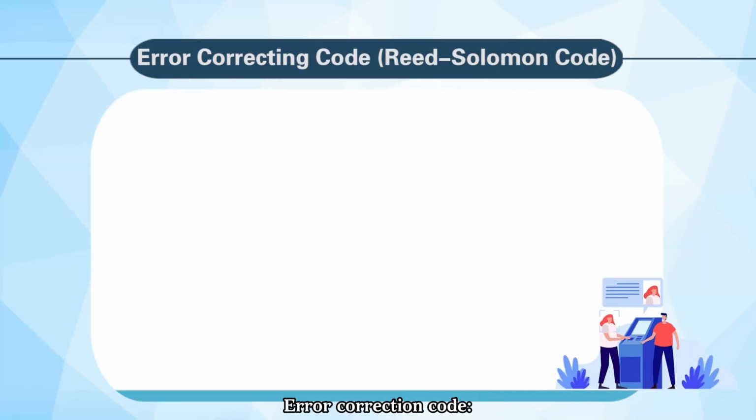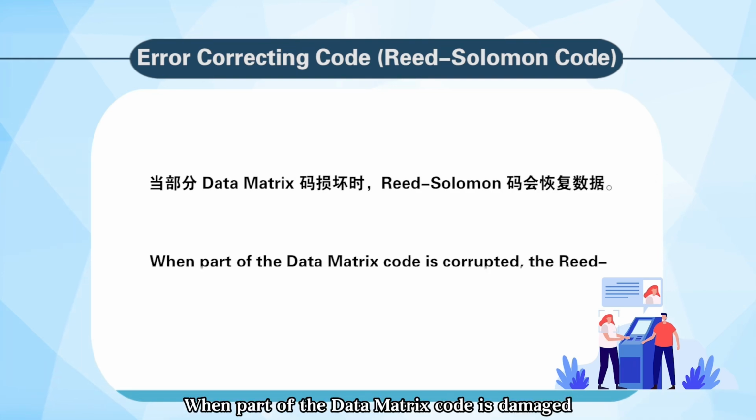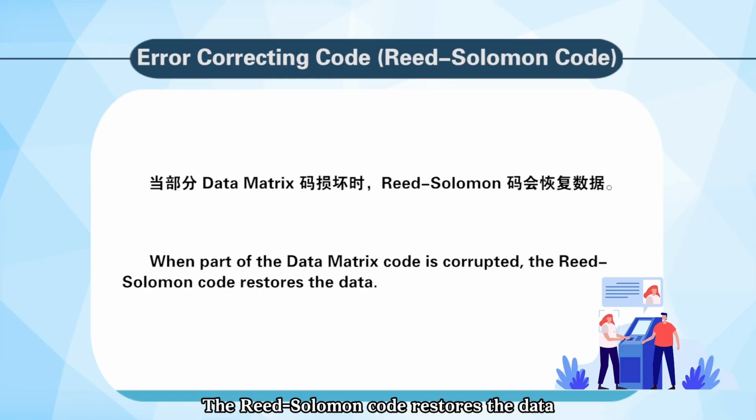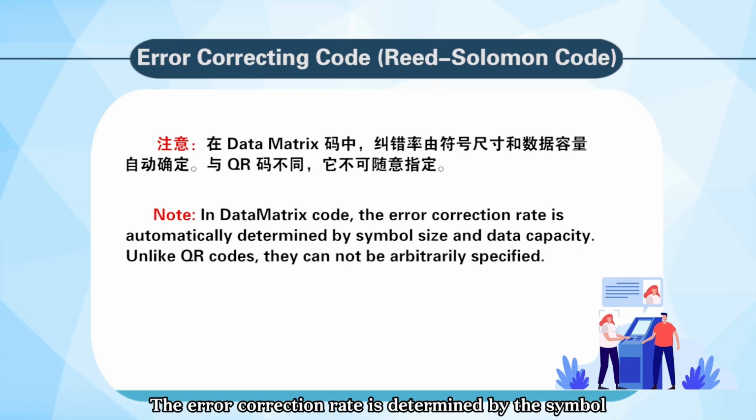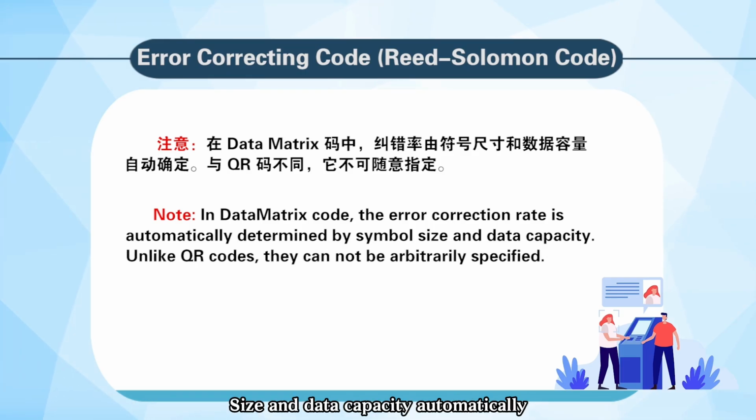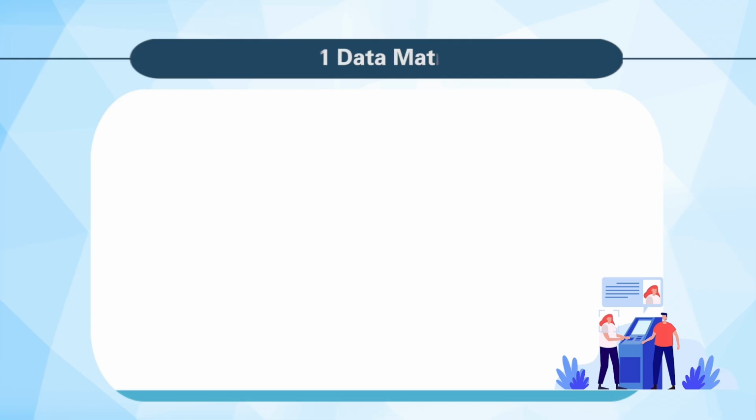Error correction code, Reed-Solomon code: when part of the DataMatrix code is damaged, the Reed-Solomon code restores the data. Note that in the DataMatrix code, the error correction rate is determined automatically by the symbol size and data capacity. Unlike QR codes, it cannot be arbitrarily specified.